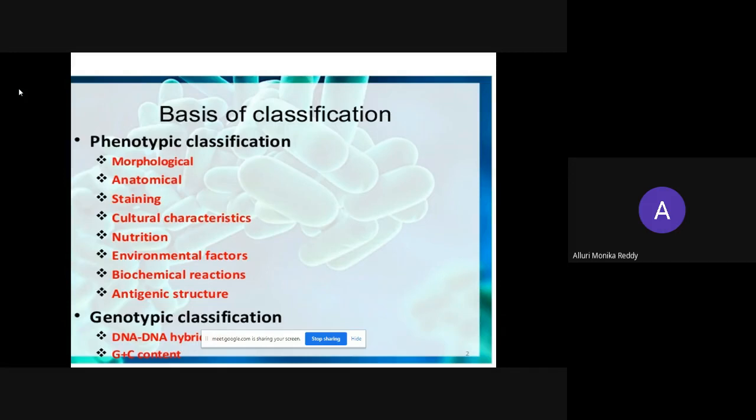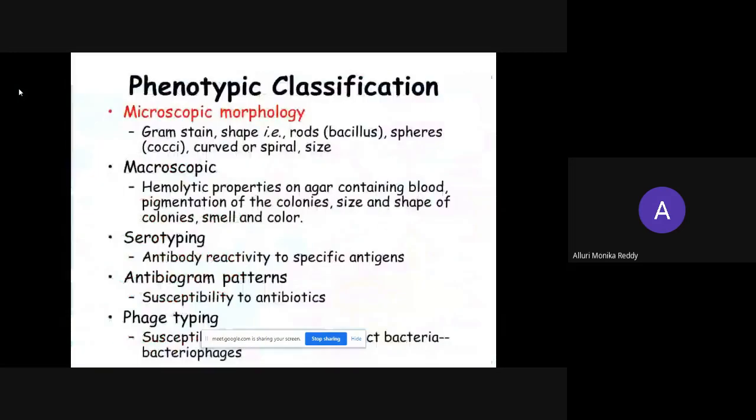In genotypic classification we have DNA hybridization and guanine plus cytosine content. Let's discuss briefly. Under phenotypic classification, I already told you, depending upon the gram stain, shape, rod, spheres, etc. All this comes under morphology.